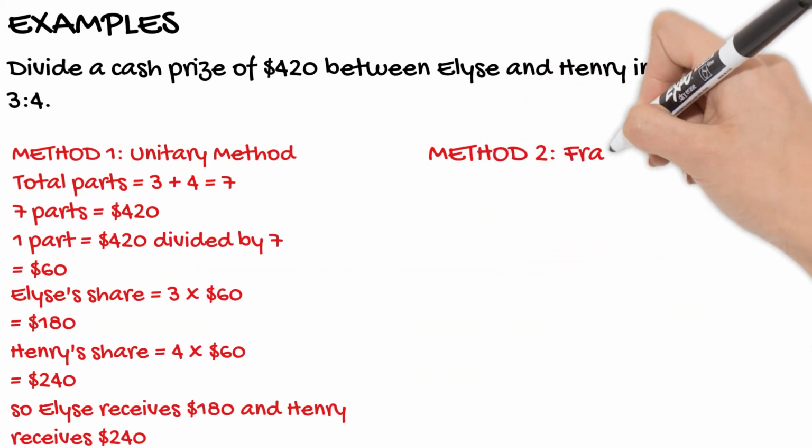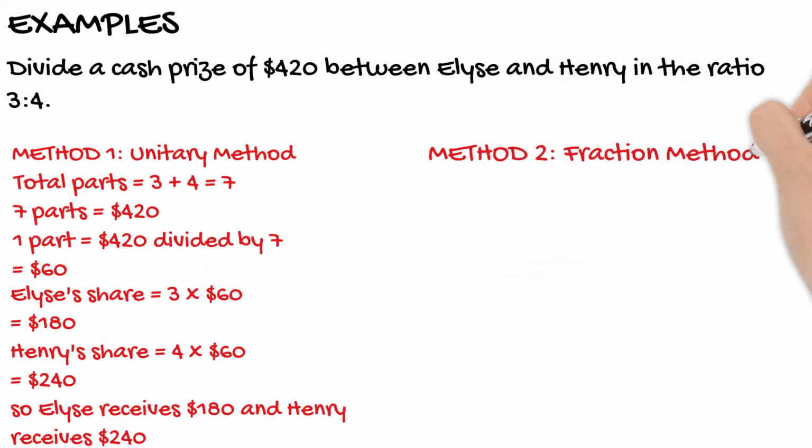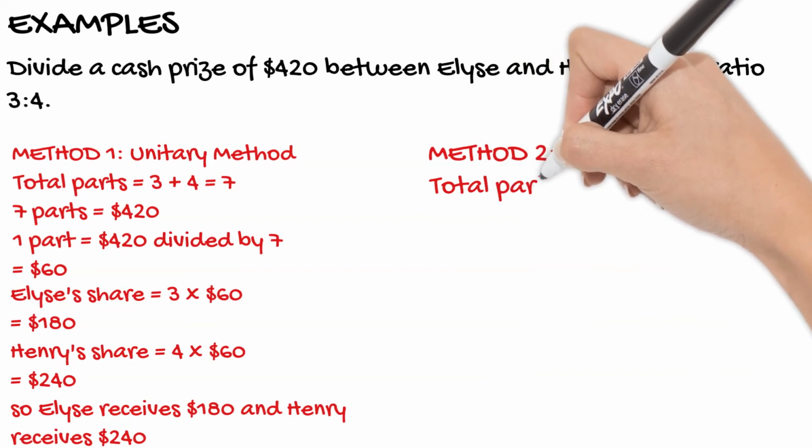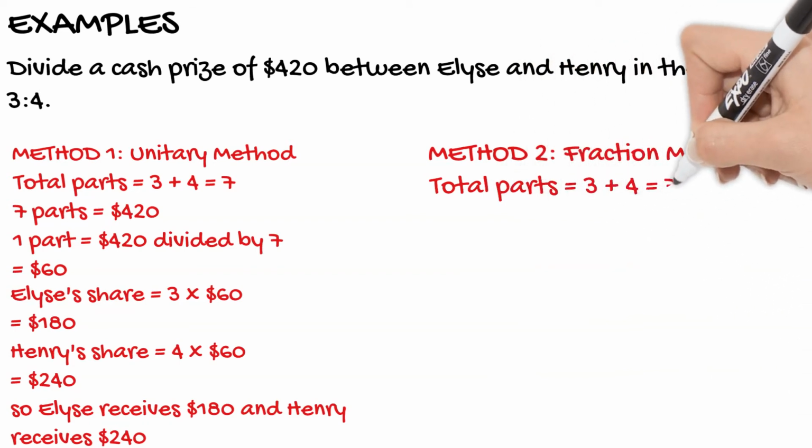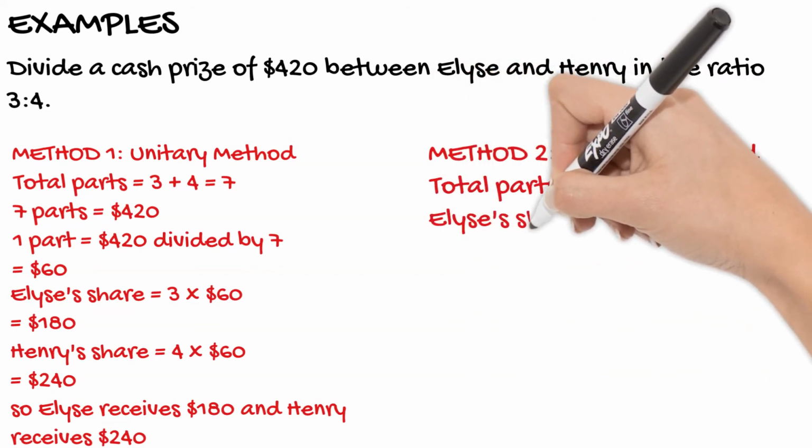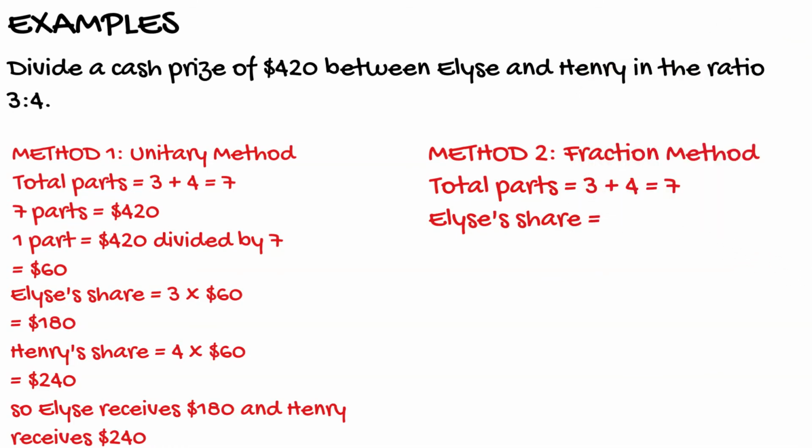Our second method that we're going to use is the fraction method. This is actually quicker to write out in your book, so lots of people prefer this. But in my opinion, the unitary method is easier to get your head around. Like lots of things in math, it's personal preference as to which method suits you.